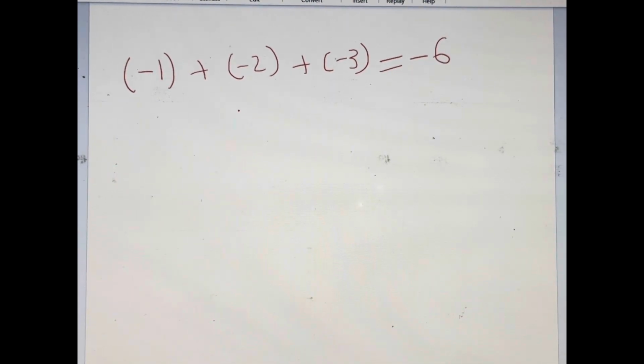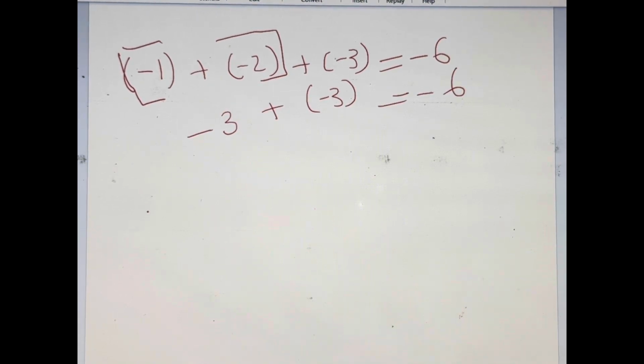Okay. So here, if I take these 2 first, minus 1 minus 2 gives you minus 3. And again minus 3 is left. So minus 3 minus 3 gives you minus 6.